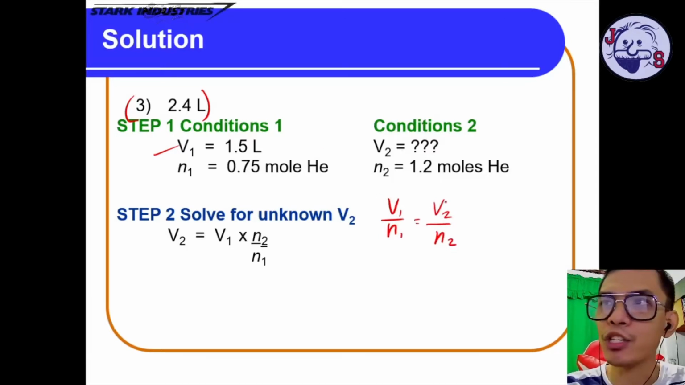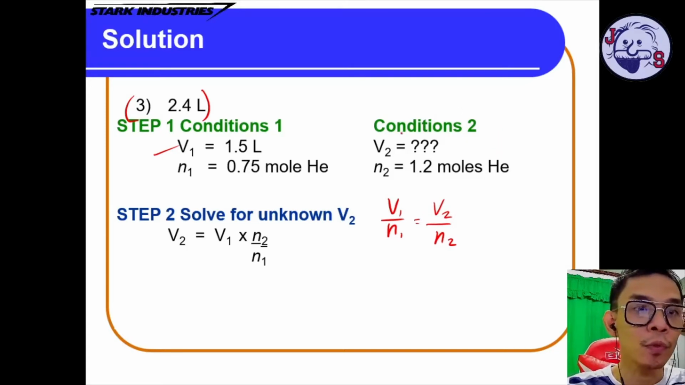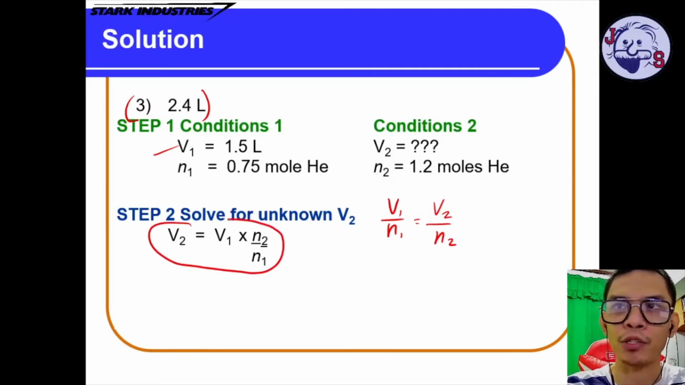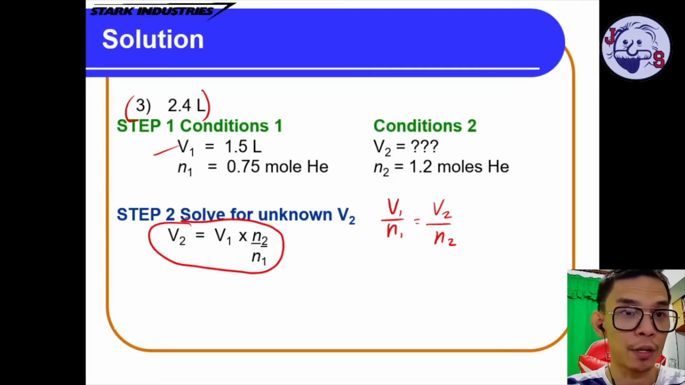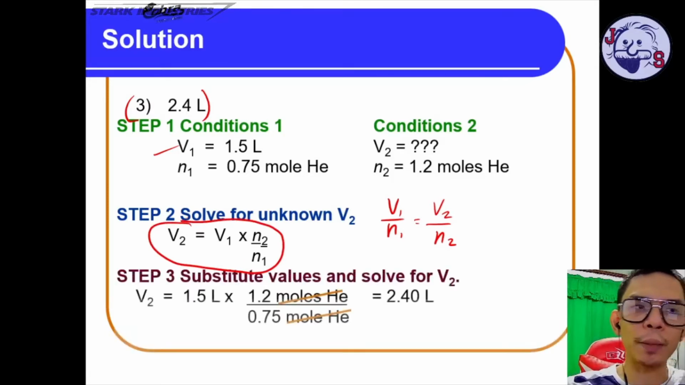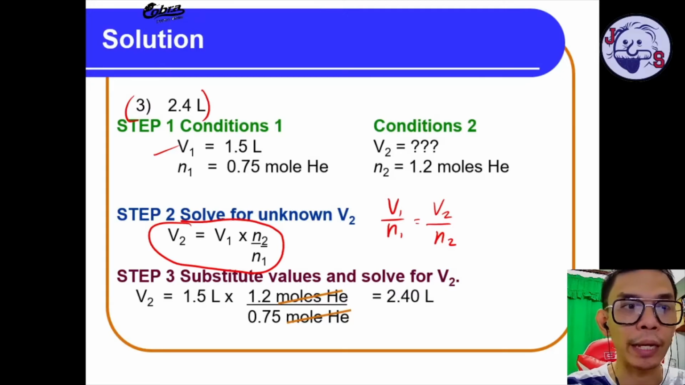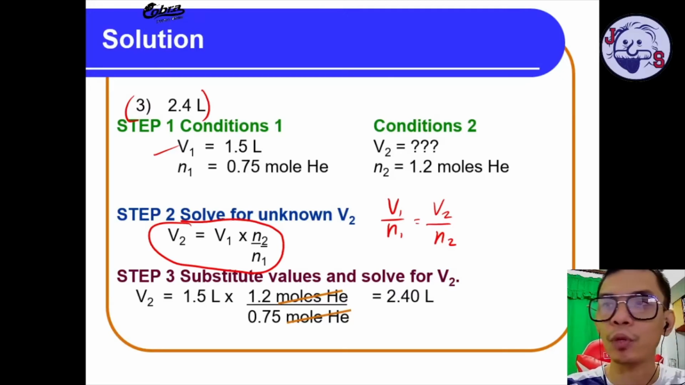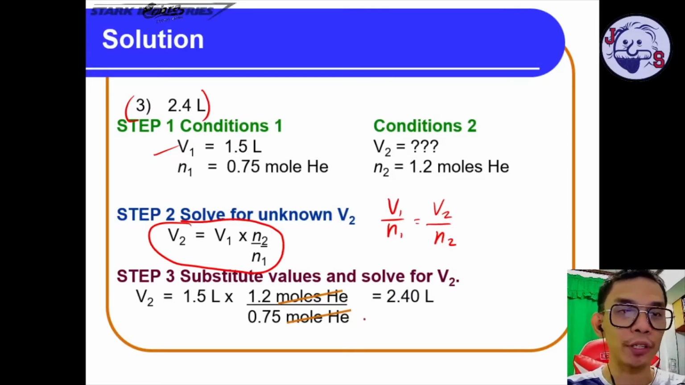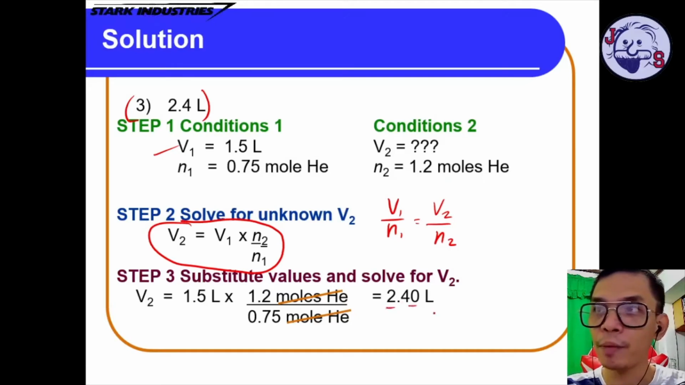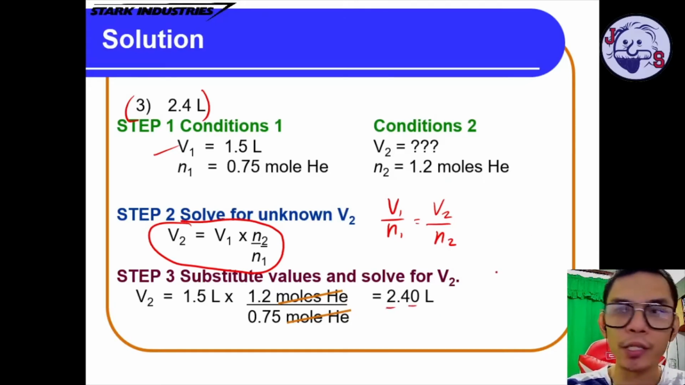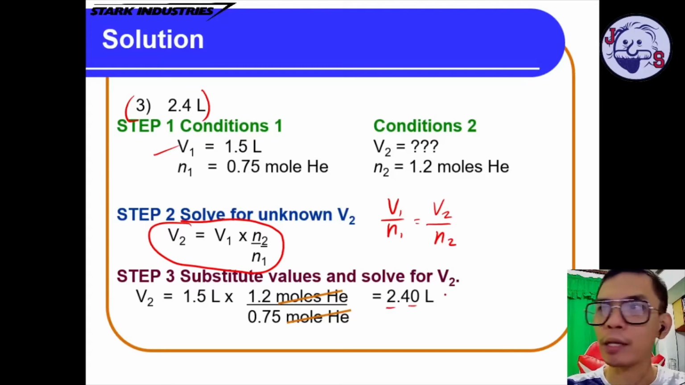Arranging this formula that you have right here, it will arrive at the same formula that you have on this solution. Now, plugging the variables into your equation and doing the correct math, it will give you the answer 2.40 liters. So that is 3 significant figures.